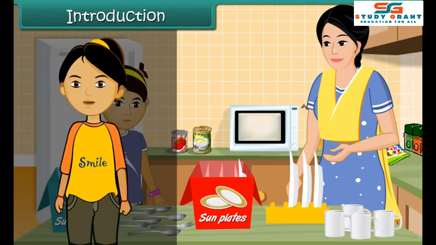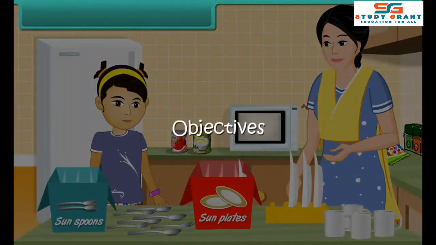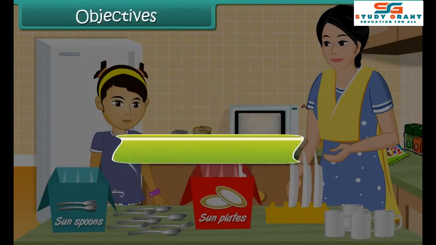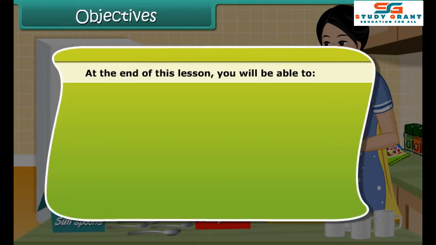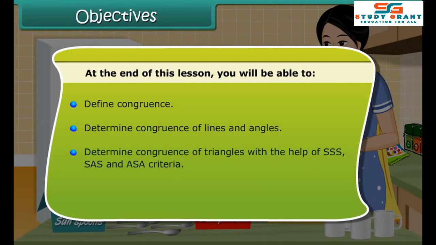In this lesson, you will learn about congruence of triangles. Objectives. At the end of this lesson, you'll be able to define congruence, determine congruence of lines and angles, determine congruence of triangles with the help of SSS, SAS, and ASA criteria. Determine congruence of right-angled triangles with the help of RHS criterion.